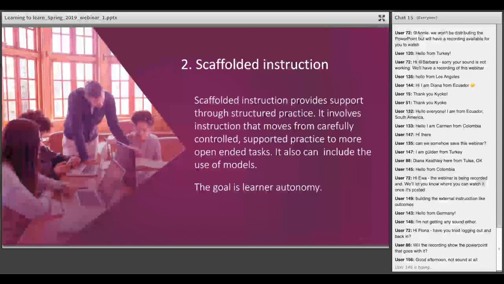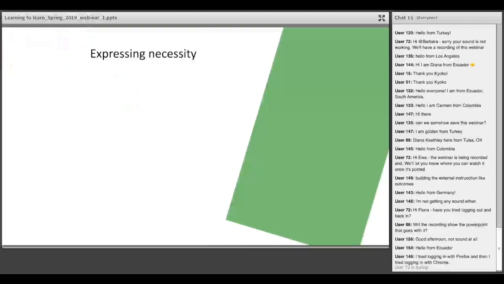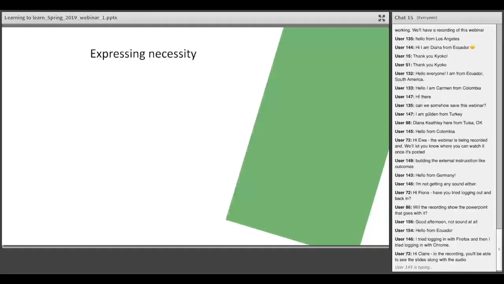As teachers, none of us want to be always the one that the students have to come to. We want the students to be able to learn how to learn, which is part of the focus of this webinar. And we want them to then become autonomous learners. So we're going to look at an example of moving through scaffolded instruction, looking at the idea of expressing necessity, which is something that's a little tricky.